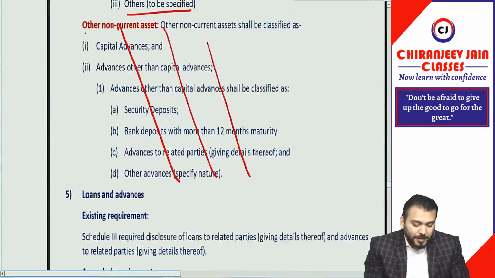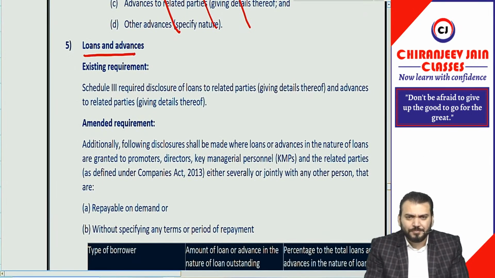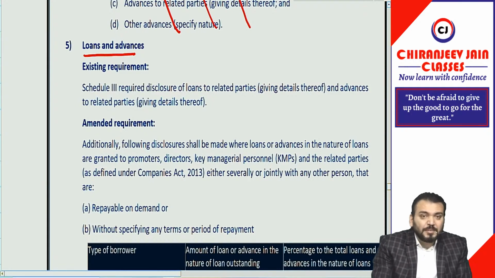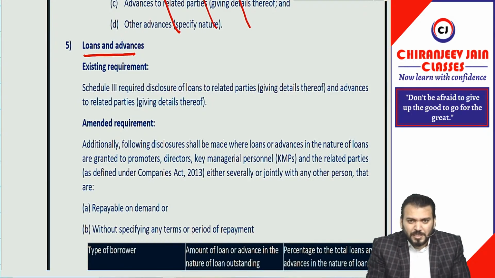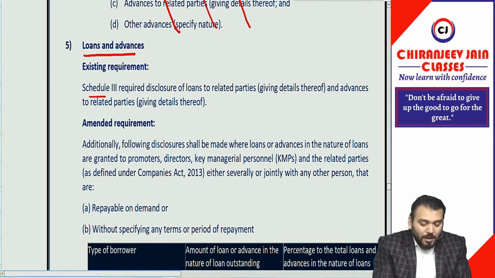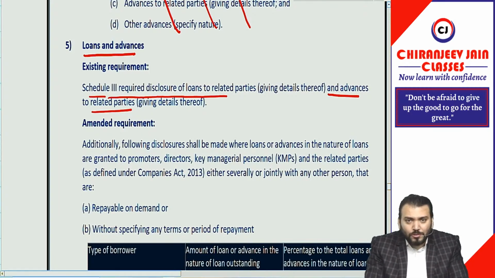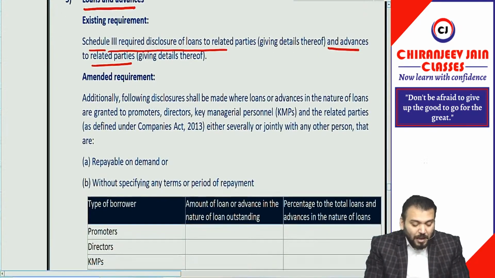Yes, sir. Coming to the next point, loans and advance. Whether it is loan or advance, it can be loan as well as advance. So, Schedule 3, previous requirement, Schedule 3 required disclosure of loan to related party and advances to related parties separately. Means we used to disclose loan to related parties separately, advances to related parties separately. Understood? Correct?